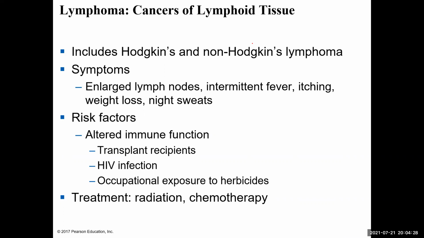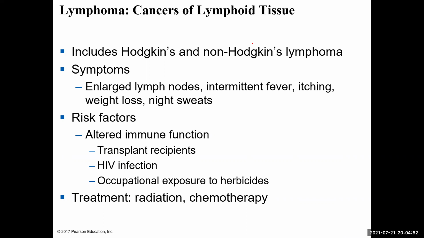Lymphoma is cancer in the lymphoid tissues. So you have Hodgkin's and non-Hodgkin's lymphoma. With this, you would have intermittent fever, night sweats, weight loss. So it really messes with your immune system. You get enlarged lymph nodes. You can have potential itching.